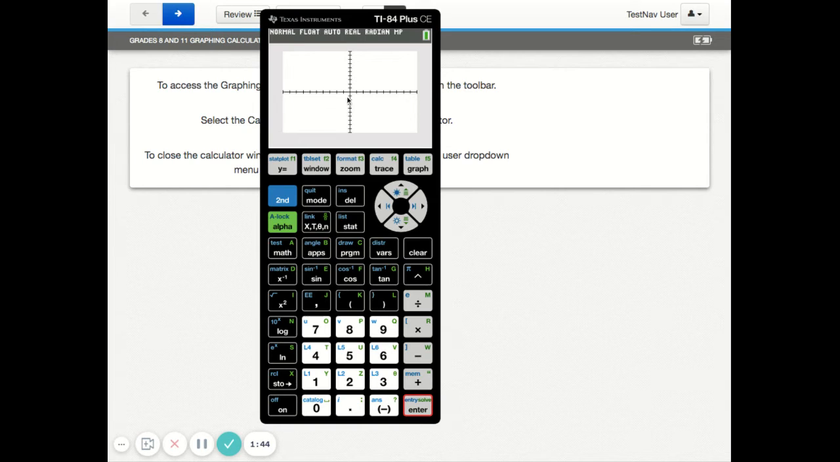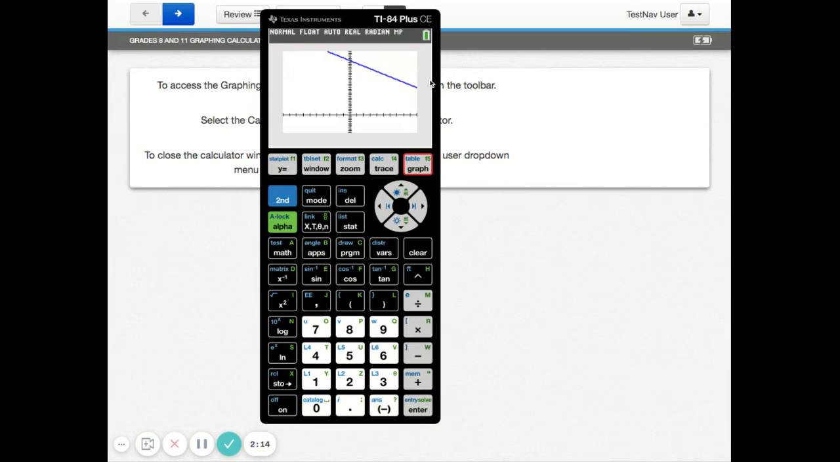So x min goes to the left, x max goes to the right, y min goes down, y max goes up. Because my y-intercept's starting at 30 and I'm going down, I'm going to have to change up, which means I need to change my y max to be at least 30. Let's say maybe 35. And now if I graph, I should see.